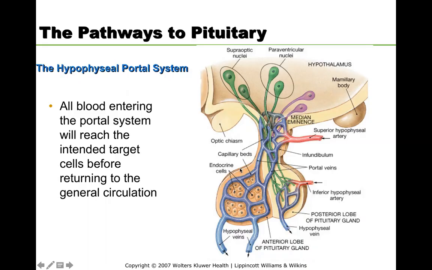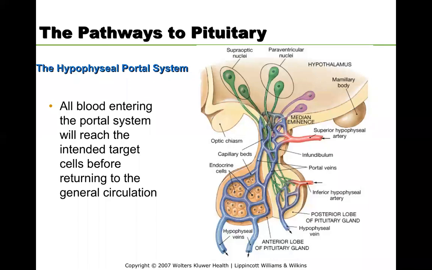Okay, so the system through which these capillary beds are connected to each other is known as a hypophyseal portal system. A very, very unique portal system. We have one other in the kidney. These are the two, and so this is one of the most important points to remember here. This arrangement or vascular system of blood entering the portal system to reach the intended target cells is called the hypophyseal portal system, and I'm going to explain that.